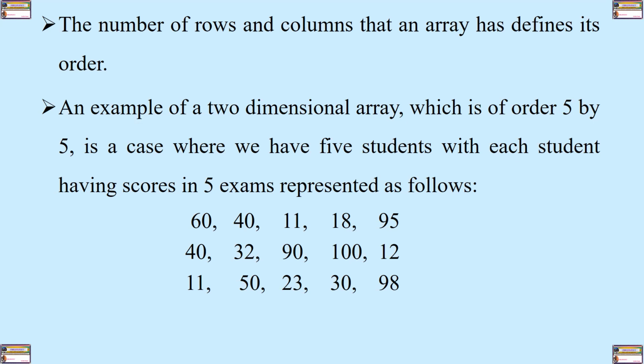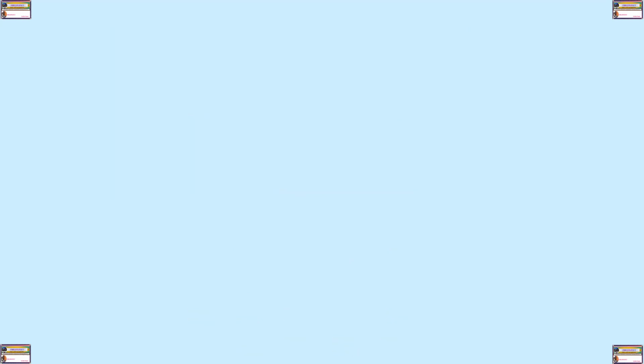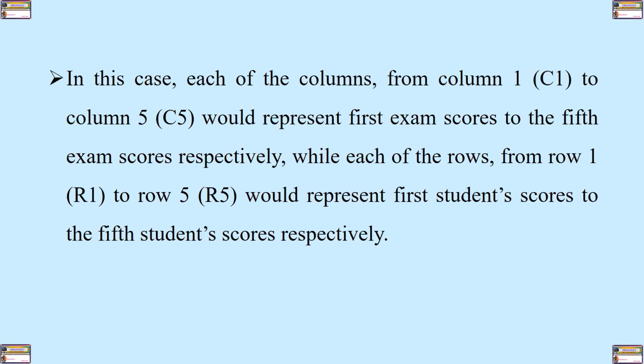But if you are to introduce another aspect, which is not rows and not columns, but something else, then that would be a 3-dimensional array. So in this case, as you have seen, each of the columns from column 1 to column 5 would represent first exam scores to the 5th exam scores, respectively. While each of the rows from row 1, that is R1, to row 5 would represent first student's scores to the 5th student's scores, respectively.